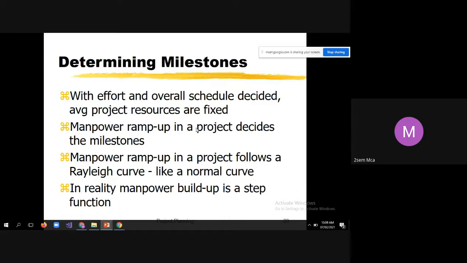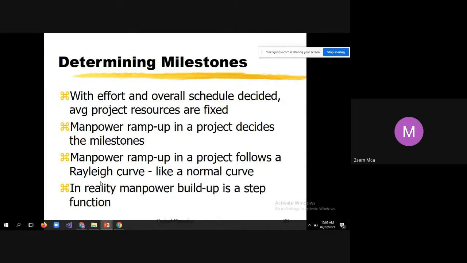Manpower ramp up in a project decides the milestones. That means it depends on how much manpower you have. If you have more manpower, you can reach the milestones at the earliest. Otherwise, it will be delayed. That's the meaning. Manpower ramp up in a project follows a Rayleigh curve. If you have done mathematics, if you have used the Rayleigh method, then you will know what a Rayleigh curve is. In the next diagram, I will show you how the Rayleigh curve looks.